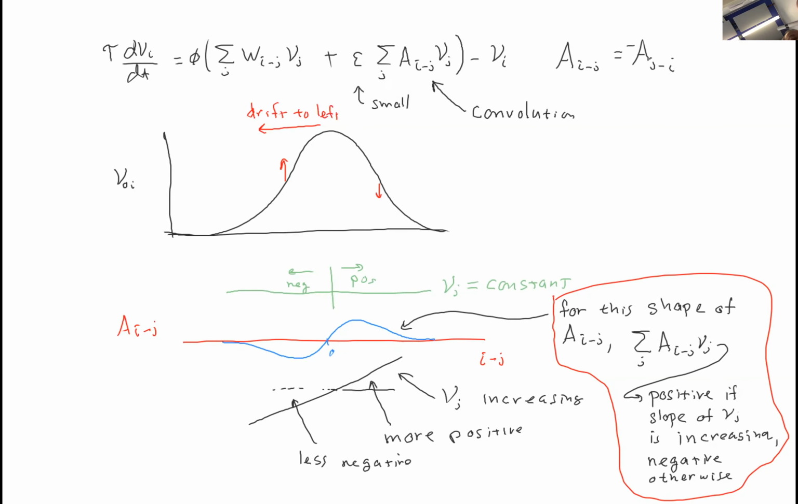Drift to the left, and speed is determined by epsilon. Okay, so the larger epsilon is, the more rapidly it shifts to the left, and so negative epsilon, if epsilon is less than 0, implies drift to the right. Okay, so this is a super elegant solution to this problem.